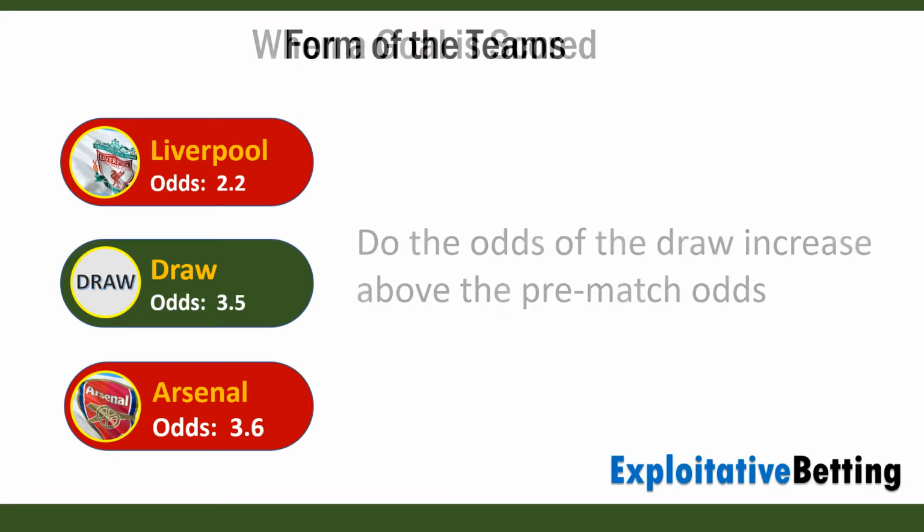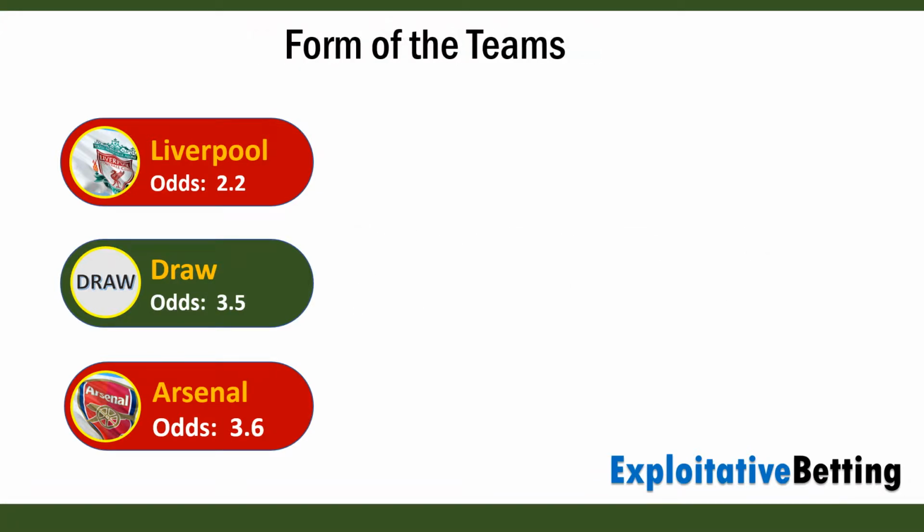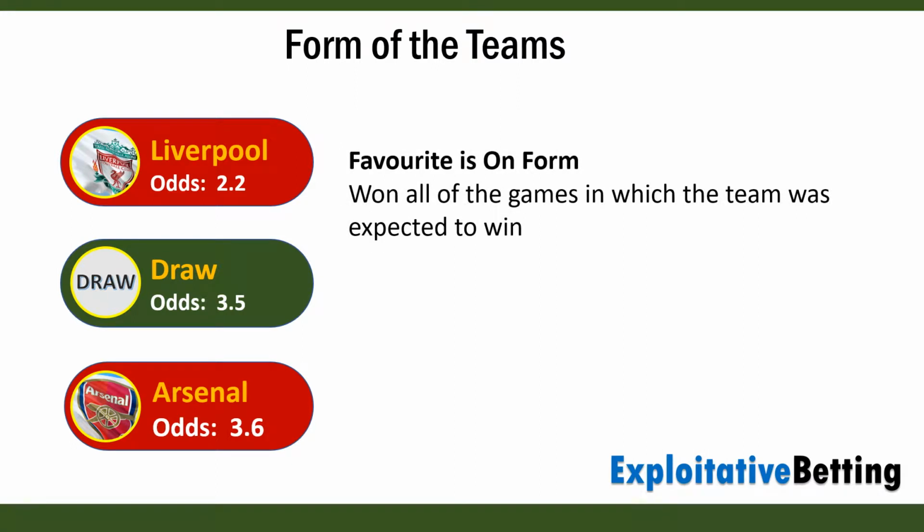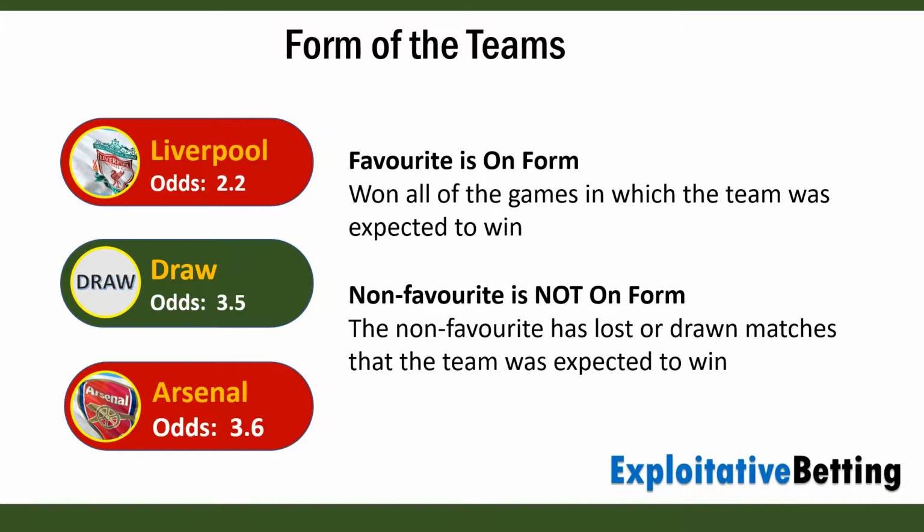If you want to lay the draw and there's a clear favourite, you should look at the form of the teams. The main thing you want to see is that the favourite's on form, and it also helps if the non-favourite is off form. So basically you should look at the past few matches, and the ideal situation is where the favourite has won all of the games in which the team was expected to win, and the non-favourite has lost or drawn matches that the team was expected to win.